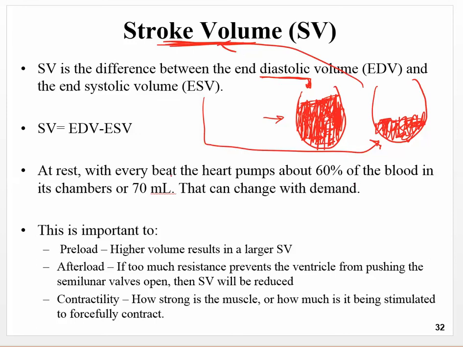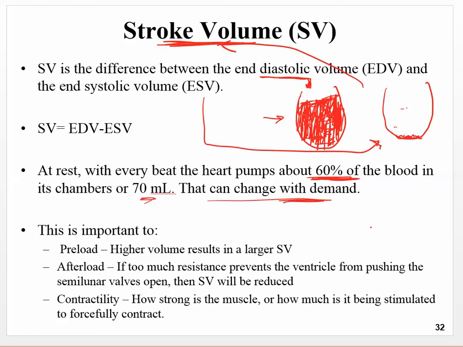At rest, every beat of the heart pumps about 60% of the blood, as I was saying earlier, a little over half, or about 70 milliliters. Of course, that can change with demand. You can increase stroke volume. If you're exercising, you start running, doing jumping jacks, you will increase your stroke volume because you need to squeeze more of this blood out. So maybe instead of 60%, you squeeze out 90%. Certainly possible. You can squeeze out 100% of the blood.